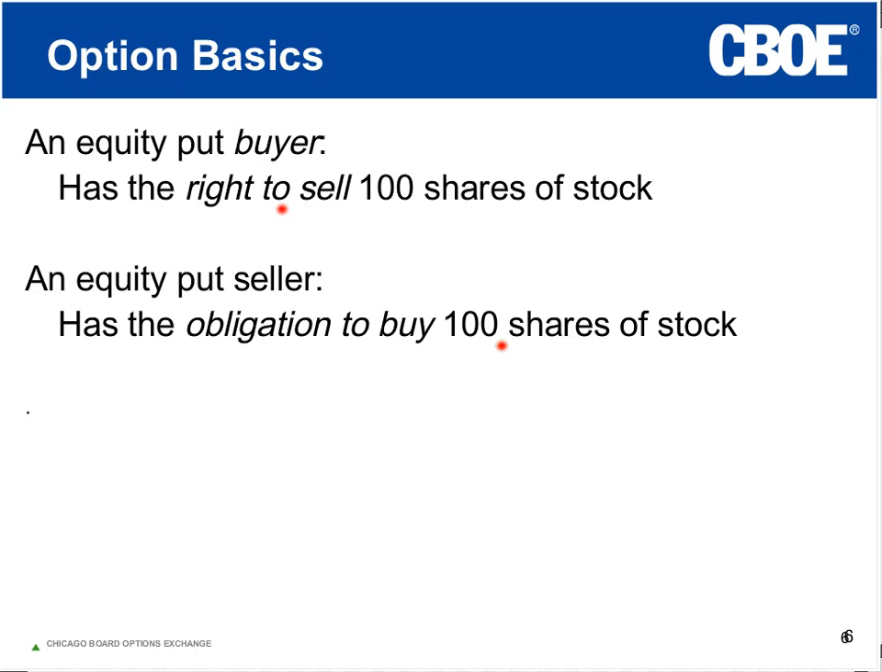And we'll go through the actual exercise and assignment process after I run through a couple of examples here. But if you have the right to sell 100 shares and you choose to exercise that right, somebody that has an open short put option position in the same stock is actually going to be obligated to buy 100 shares of stock. They're going to be obligated to take the other side of the transaction that occurs when you exercise your right.